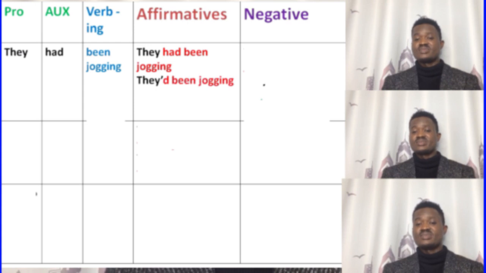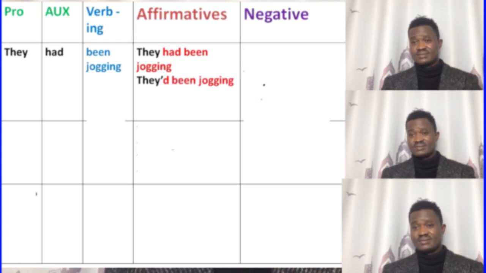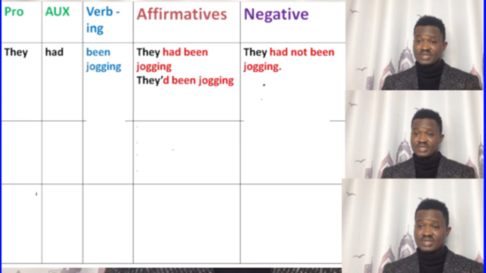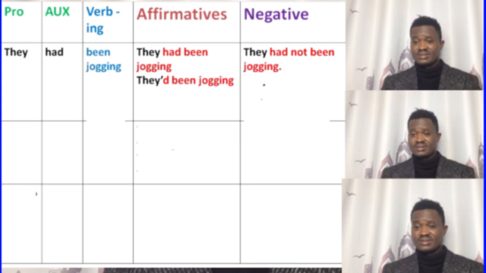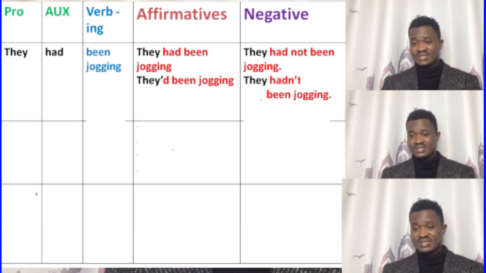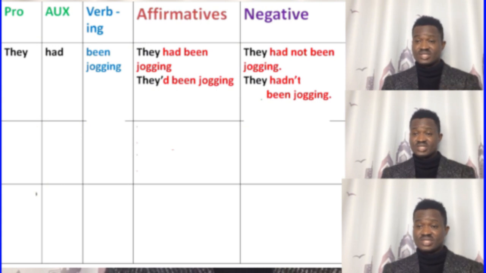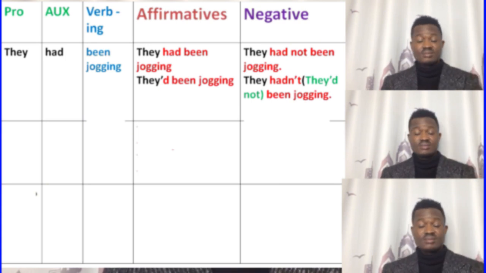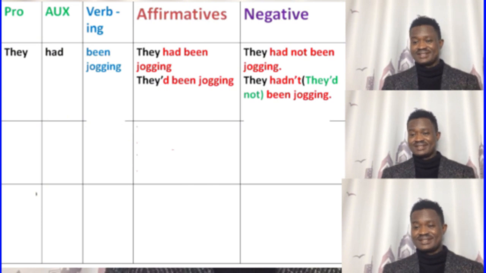So the contraction is going to be: they'd been jogging. They'd been jogging. So they had is going to be they'd. Right? So the negative form is going to be: they had not been jogging. They had not been jogging, all right? So the other one is going to be: they hadn't been jogging. There's a contraction form. They hadn't been jogging, all right? So the other way is going to be: they not been jogging. They not been jogging. All right, guys.